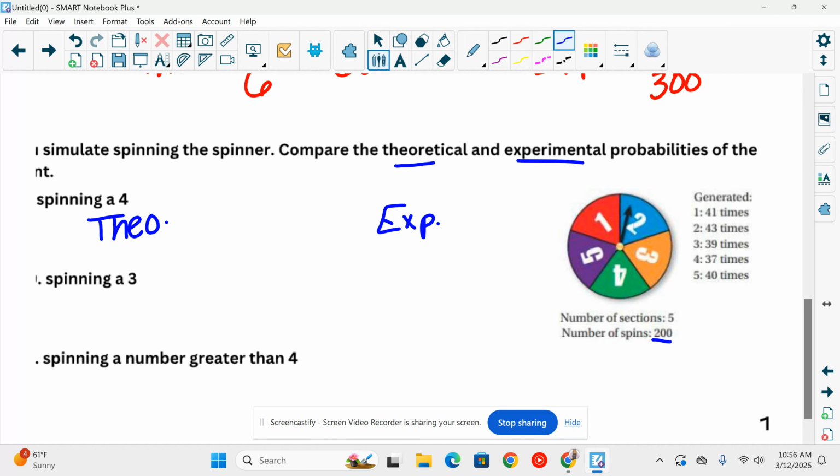Use your example if you need to. Look up above in your notes and see how we did that. Theoretical is thinking about it. Experimental, we actually did it.